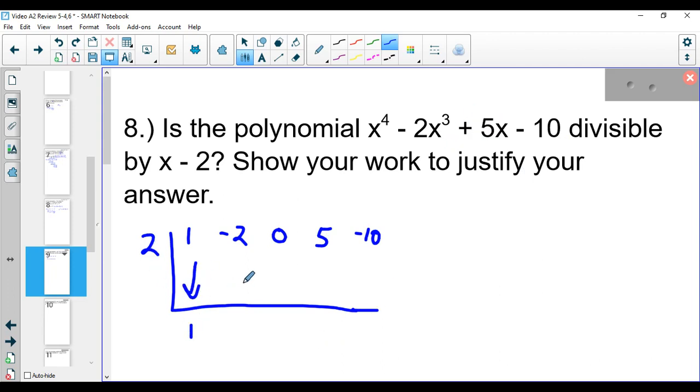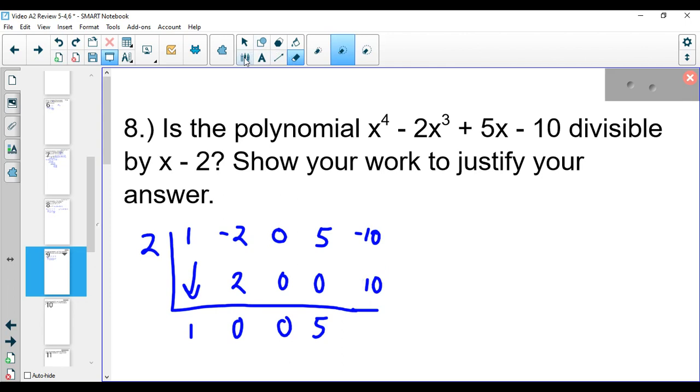Bring down the 1. 2 times 1 is 2. Combine, get 0. Multiply, get 0. Combine, get 0 again. 2 times 0, still 0. That becomes a 5. 2 times 5 is negative 10. Oh no, positive 10. Oops. That would have been a bad sign mistake to make, because 2 times 5 is positive 10. Then we combine and get 0.